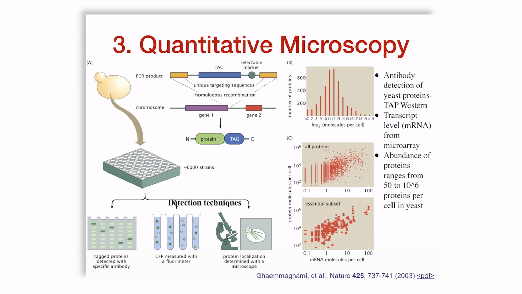The abundance, meaning to say number of proteins per cell, ranges between 50 to 10 to the power 6, 1 million proteins per cell in yeast. The method used for quantification was TAP tagging. The transcript level was estimated using microarrays. These are also sometimes called DNA chips or expression arrays. So you see that the combination of microscopy and microarrays can give us abundances as well as correlations.